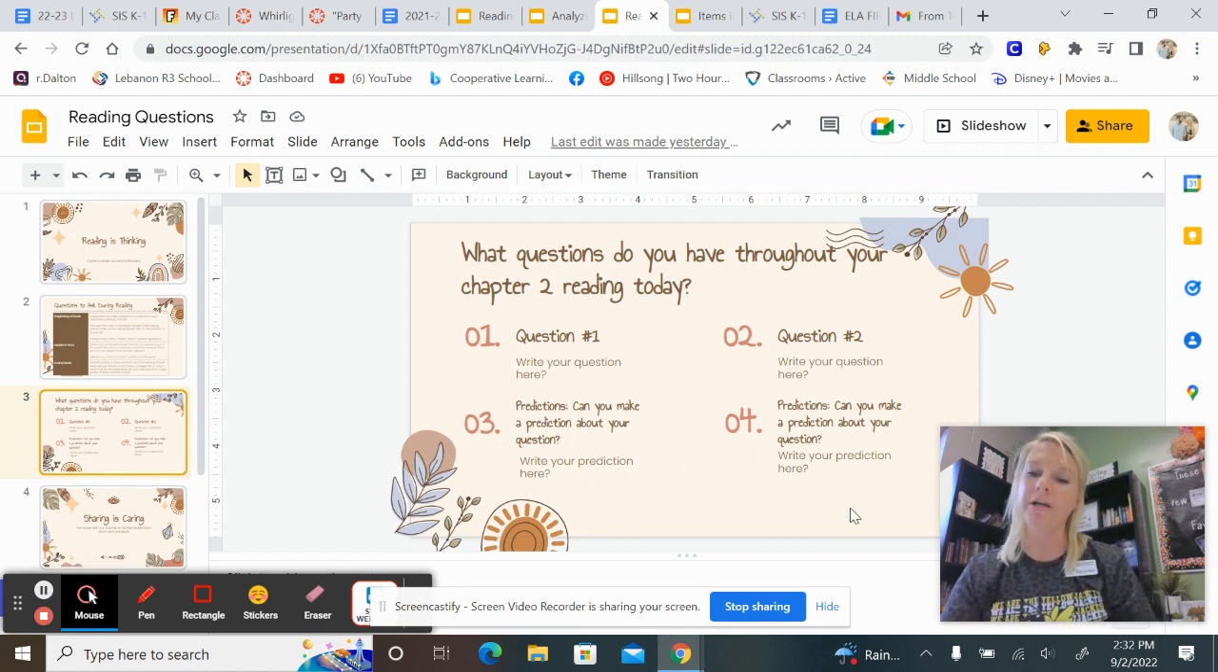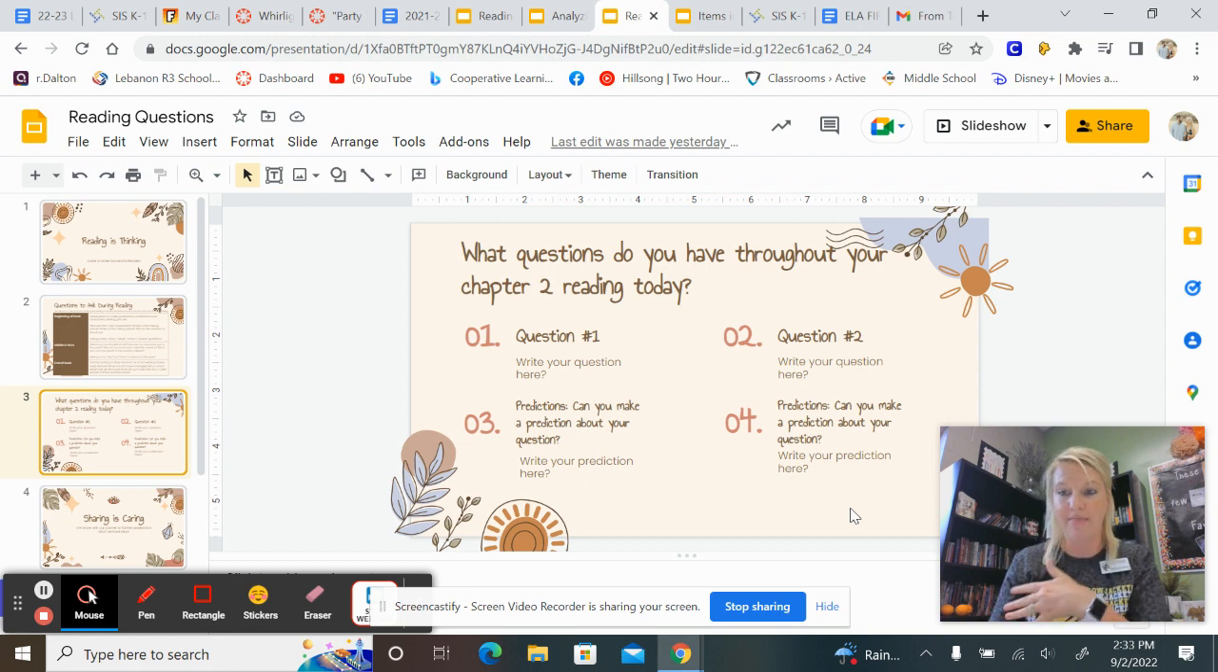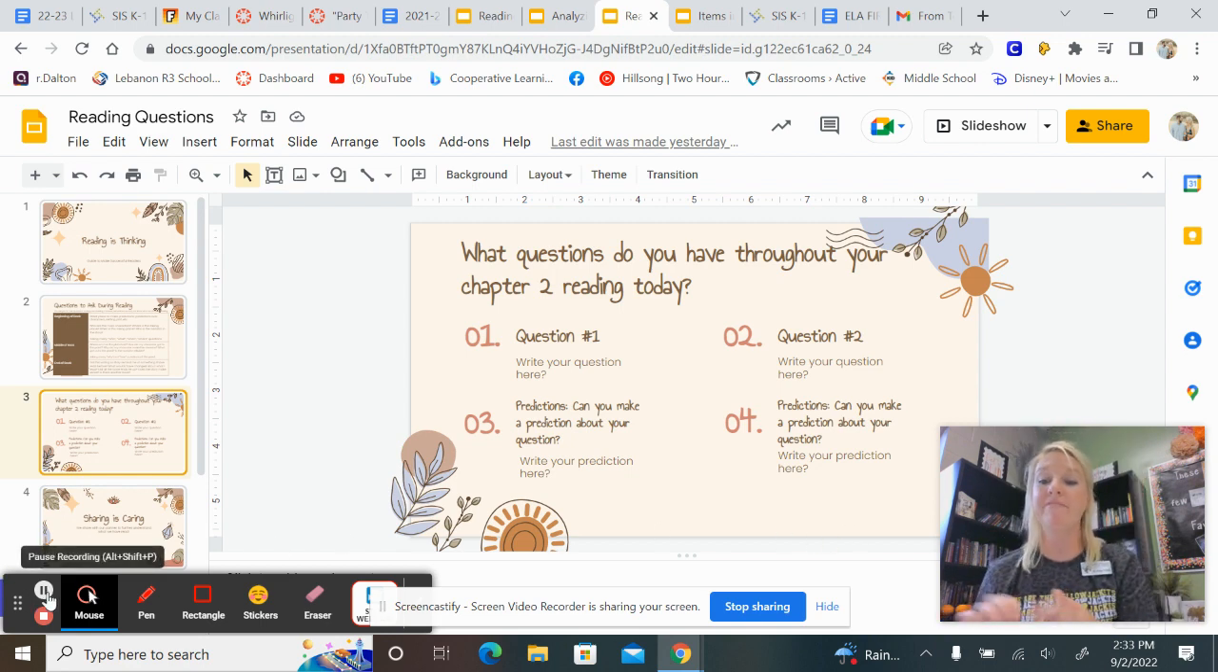And then tomorrow, what we're going to do is share with our partner the questions that we had, and you guys are going to discuss. Maybe they have the same questions. Maybe they don't have the same questions, or maybe they hadn't thought about that. We're going to see if we're all on the same page about where we are in this book. And you might find that they had questions maybe you hadn't even thought of, or maybe they had a prediction maybe you hadn't thought of. And so we're going to start sharing and getting that reading is thinking flowing.